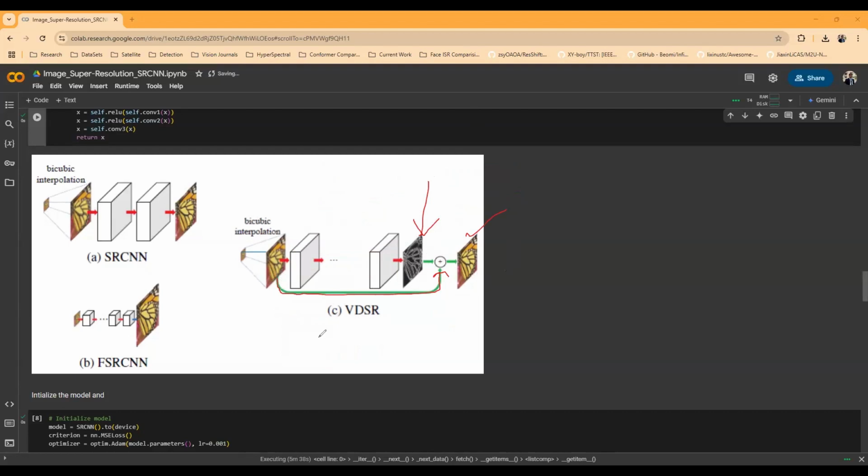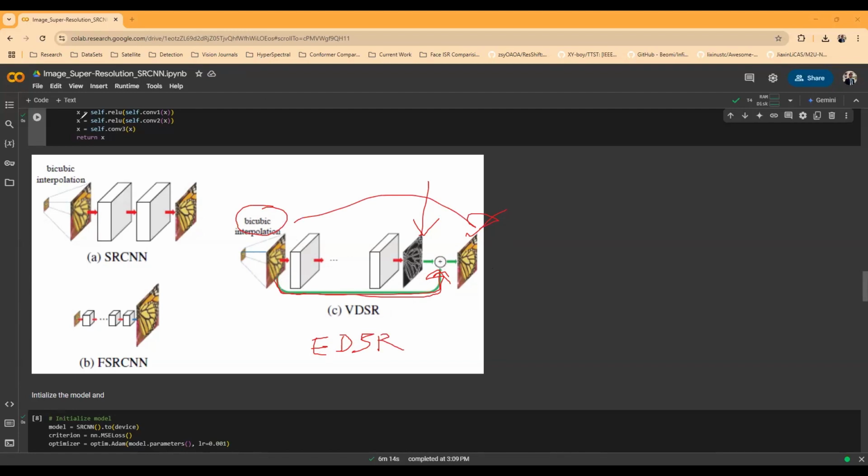Even the more advanced design after VDSR, that is EDSR, the enhanced deep super resolution network, uses both. VDSR stands for very deep super resolution network. Means they are delaying this addition of low frequency image information to the very end. Along with that, they are delaying the upsampling to the end.